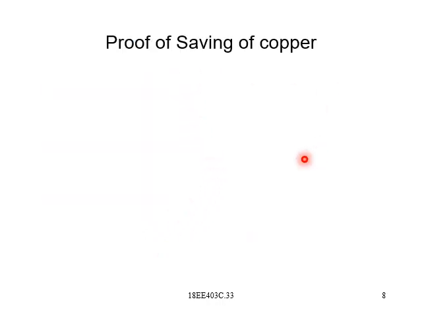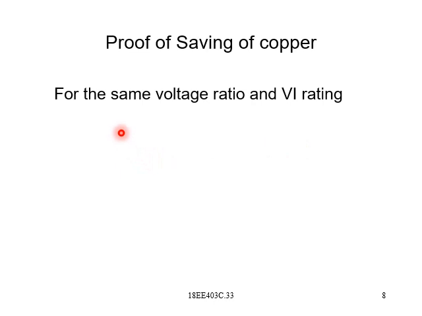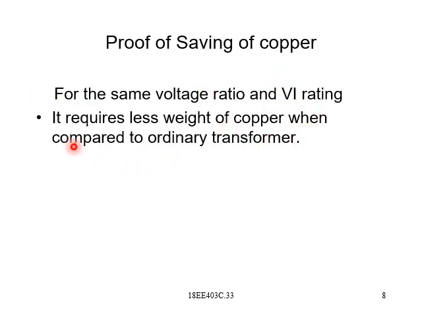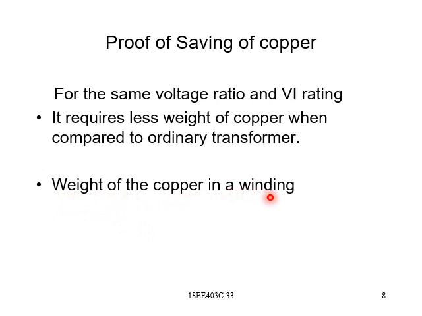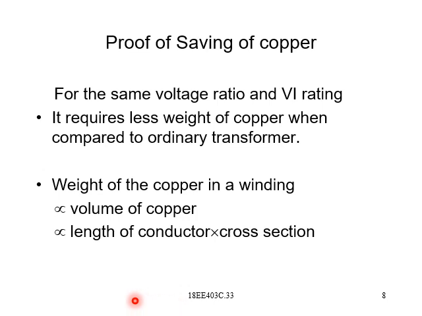Proof of saving copper. From the same voltage ratio and VI rating, an auto transformer requires less weight of copper when compared to an ordinary transformer. Since an ordinary transformer has two windings and an auto transformer has only one winding, from the construction we can clearly prove that it is saving copper. The weight of the copper in a winding is directly proportional to the volume of copper, that is, length of conductor into cross section, and number of turns into current.